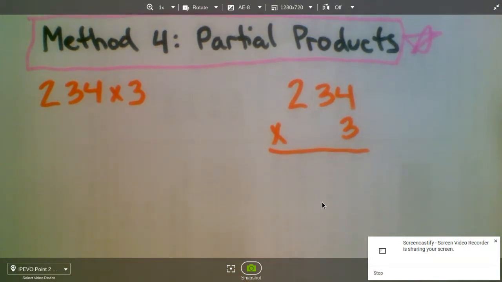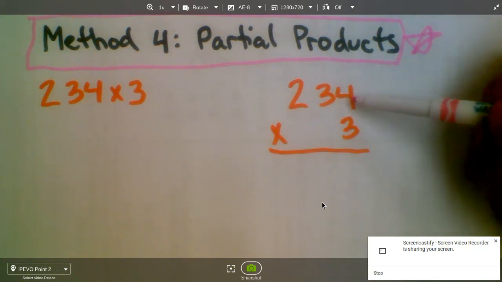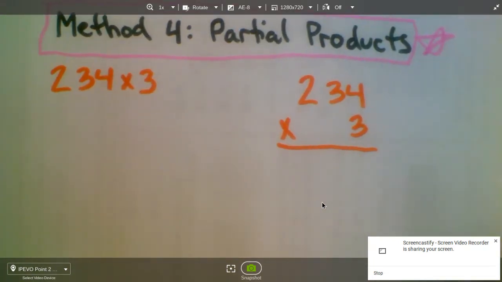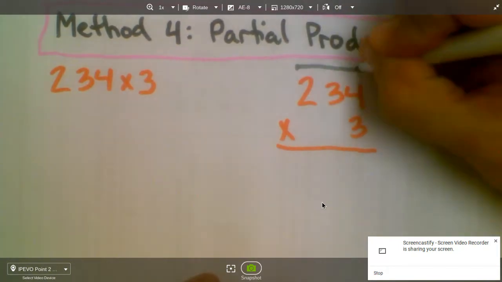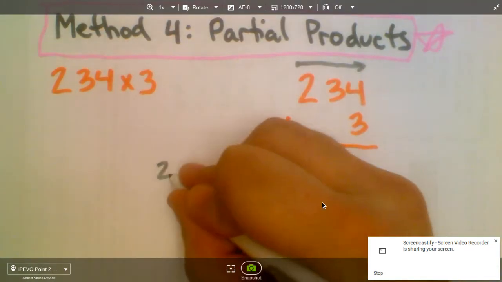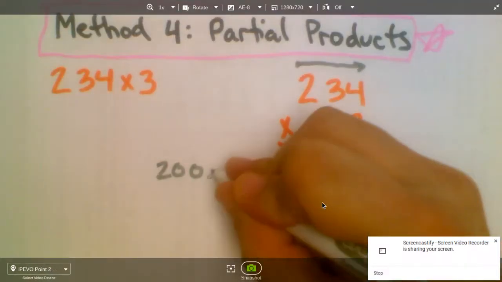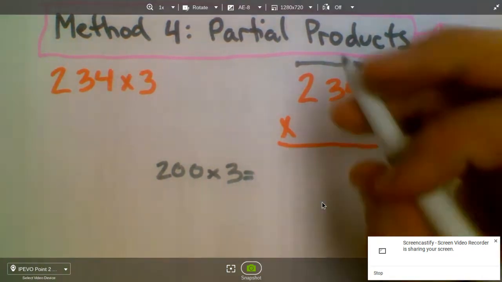So for 234 times 3, what I'm going to do is look at the place value of each of the numbers in my top factor, what the value of each of those is worth. So for example, to get us started here, I always work left to right. So my 2 here, it's not just 2 times 3, that 2 is worth 200. So I'm going to write that out over here. 200 times 3 equals, I know my answer is 600.